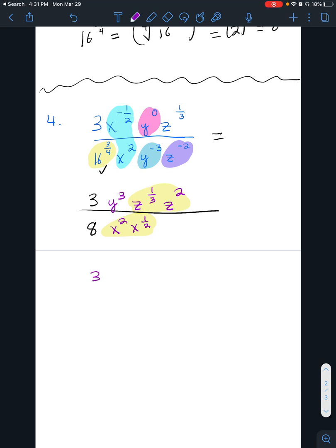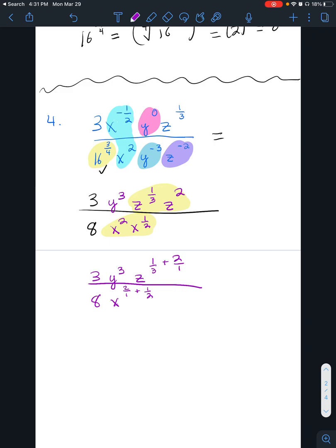So I end up with 3/8 y cubed z to the power of 1/3 plus 2, x to the power of 2 plus a half. So this is what I have. And now I'm going to put this over 1, put this over 1. Let me actually rewrite this one on the bottom. I made it look a little too short. So it's 2 over 1 plus 1/2.